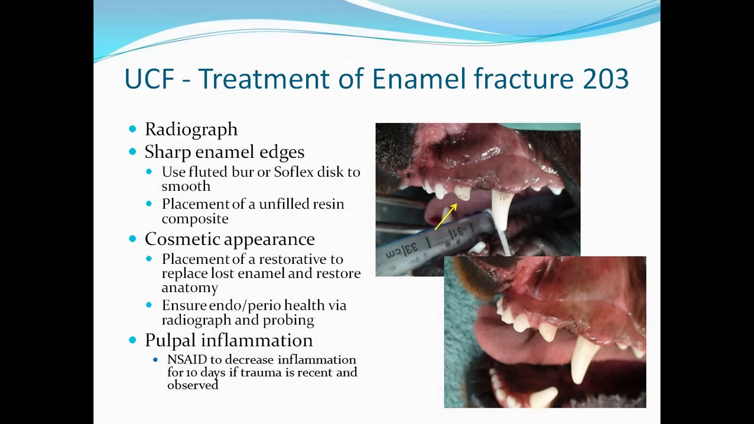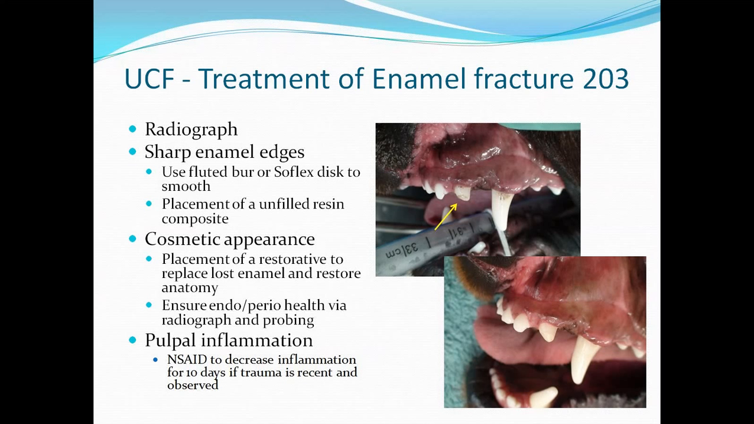I would normally use a fluted burr, like in a high-speed handpiece or a Soflex disc, just to smooth the enamel, and then place the unfilled resin over the actual exposure. That's enough to cover the enamel edges. If you then want to make it cosmetically more pleasing, or if you want to make it more anatomically correct, then you can actually place a composite restoration to replace the enamel and therefore restore the normal anatomy.